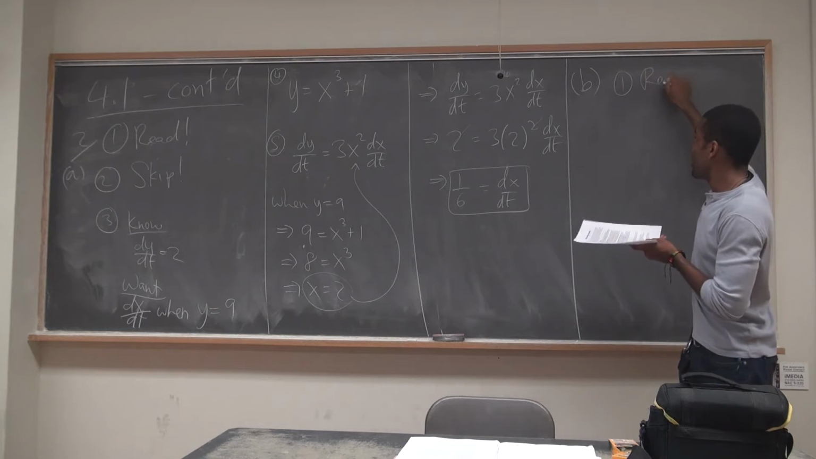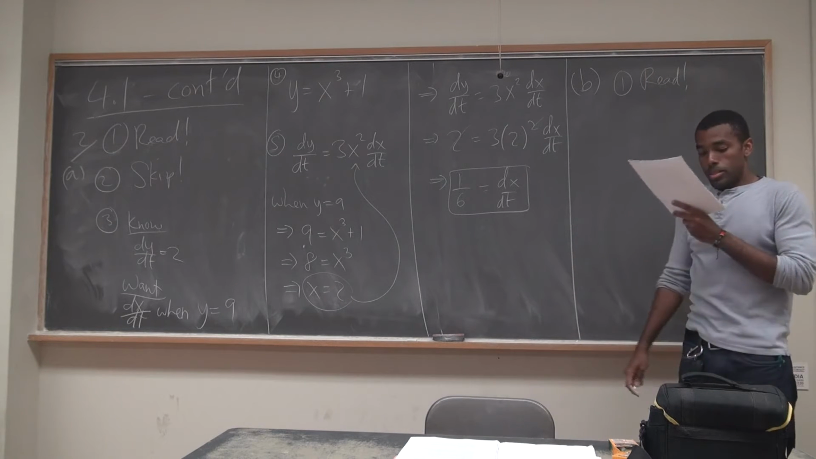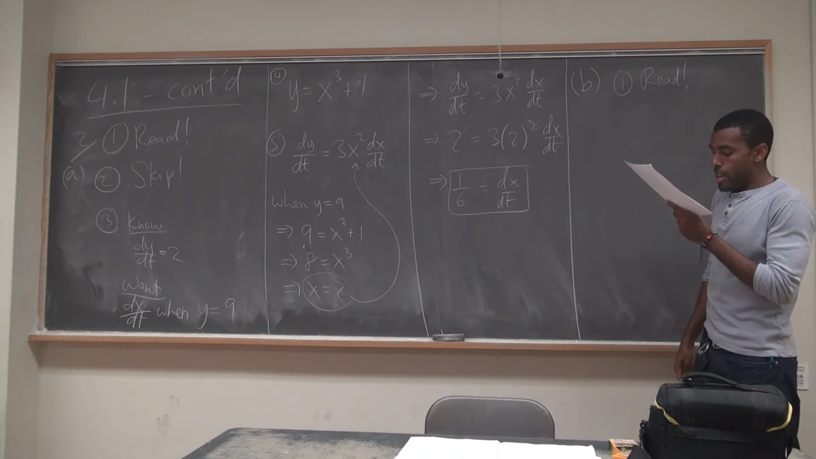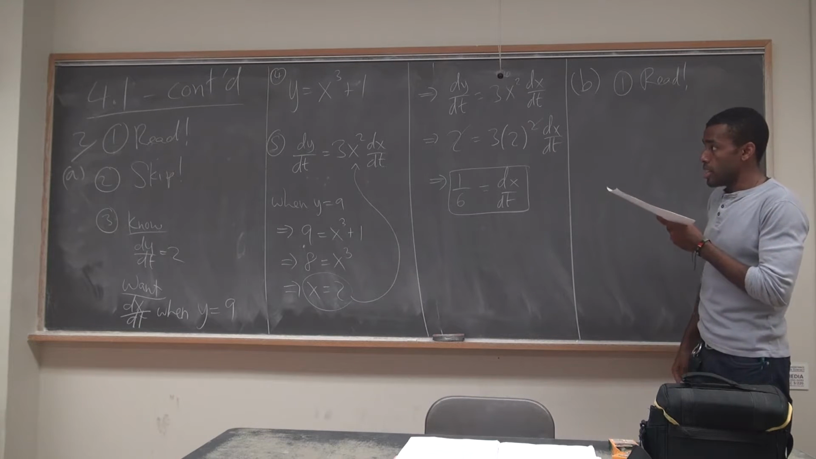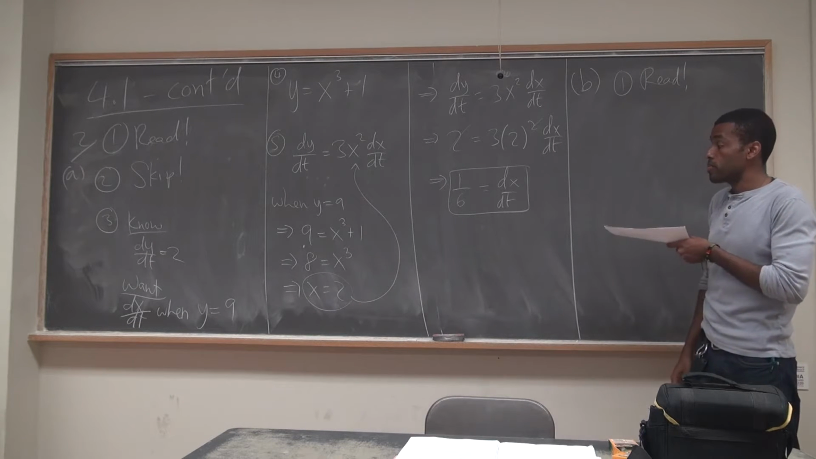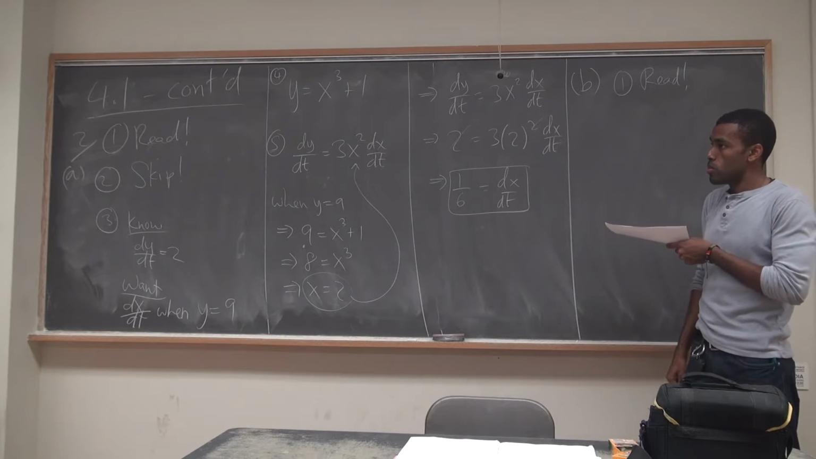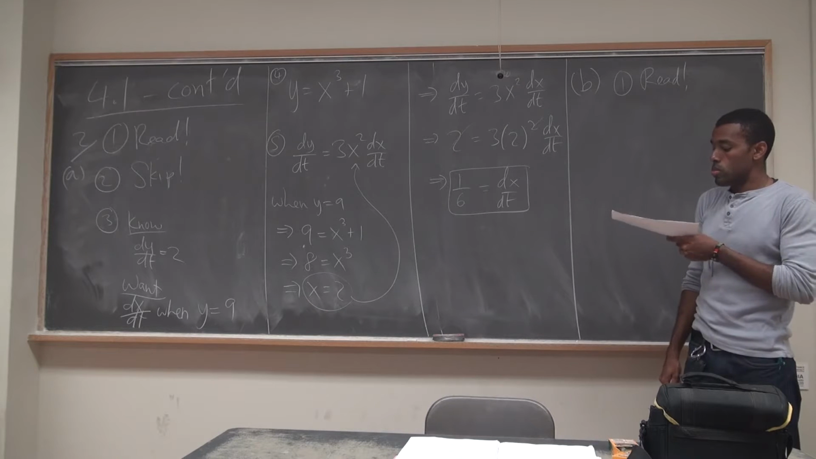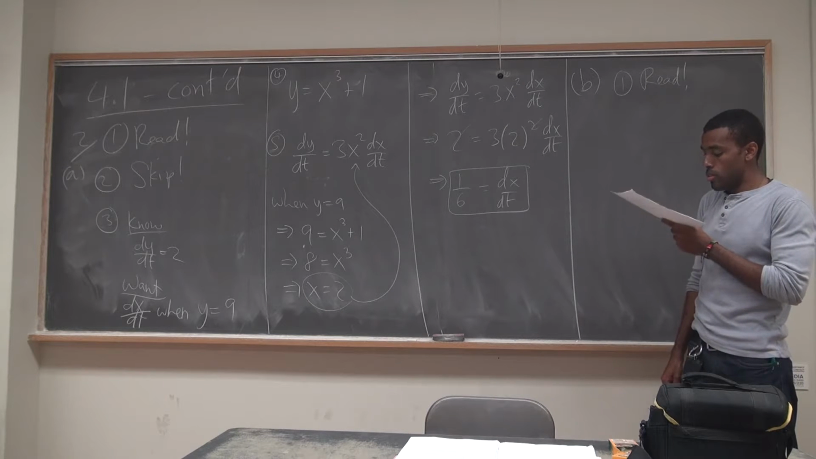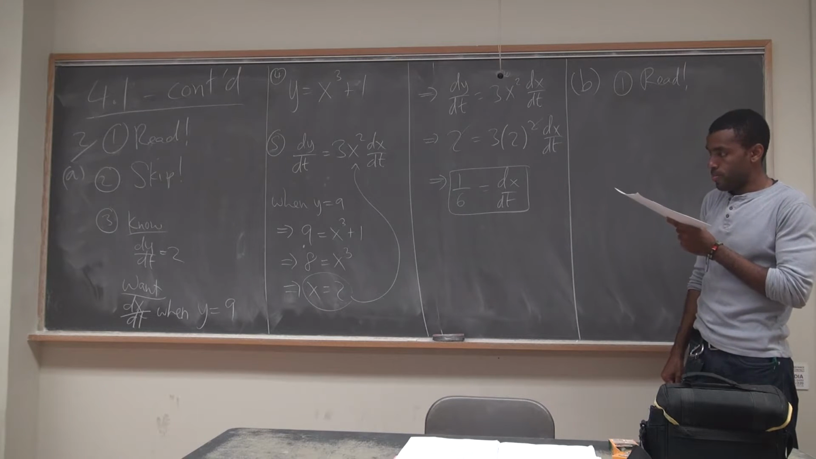One, we're going to read. What do we want to find? How fast is the distance between the particle and a certain point changing? It's the slope, the rate of change. Rate of change of what? Between the two.